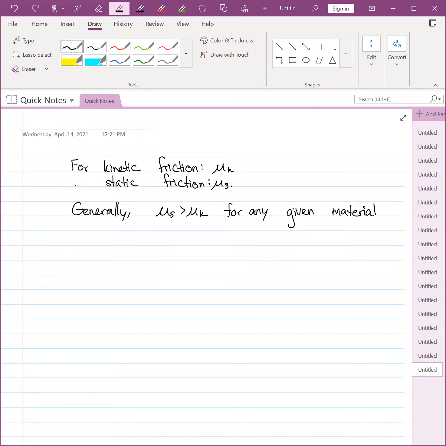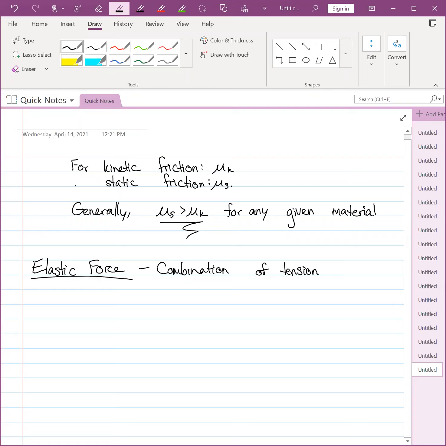Right, so that's just generally true. It's not always true, but it's a good rough starting point to start from. Right, so there's one more force to go over, and that is the elastic force. So the elastic force is a combination of tension and contact. It both pushes on things, like a contact force, and it pulls on things, like a tension force. So the easiest example of an elastic force is just found in metal springs.